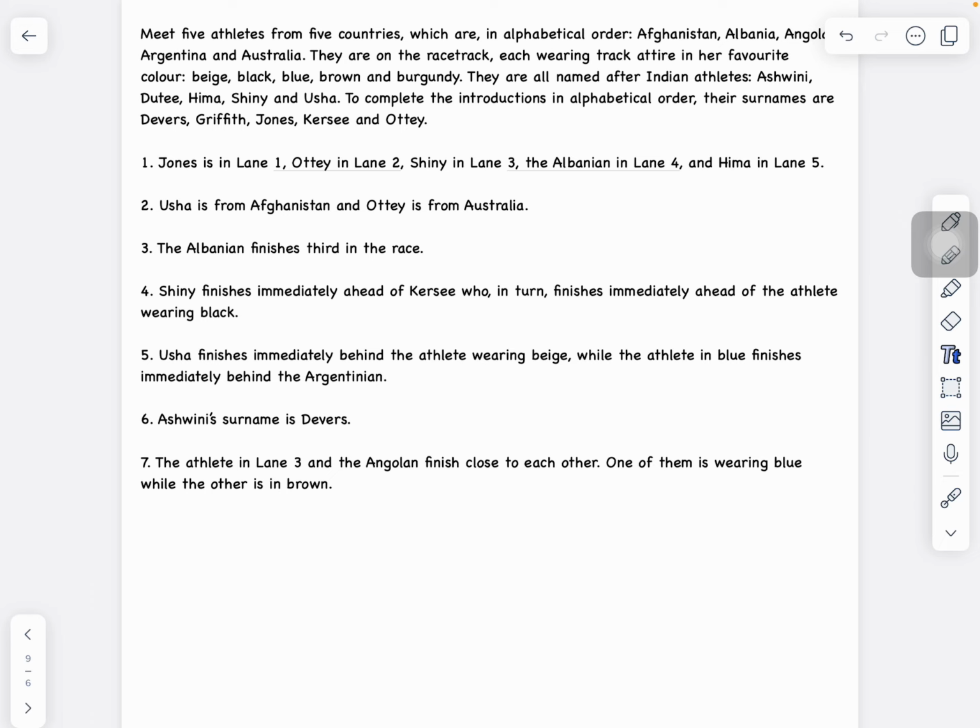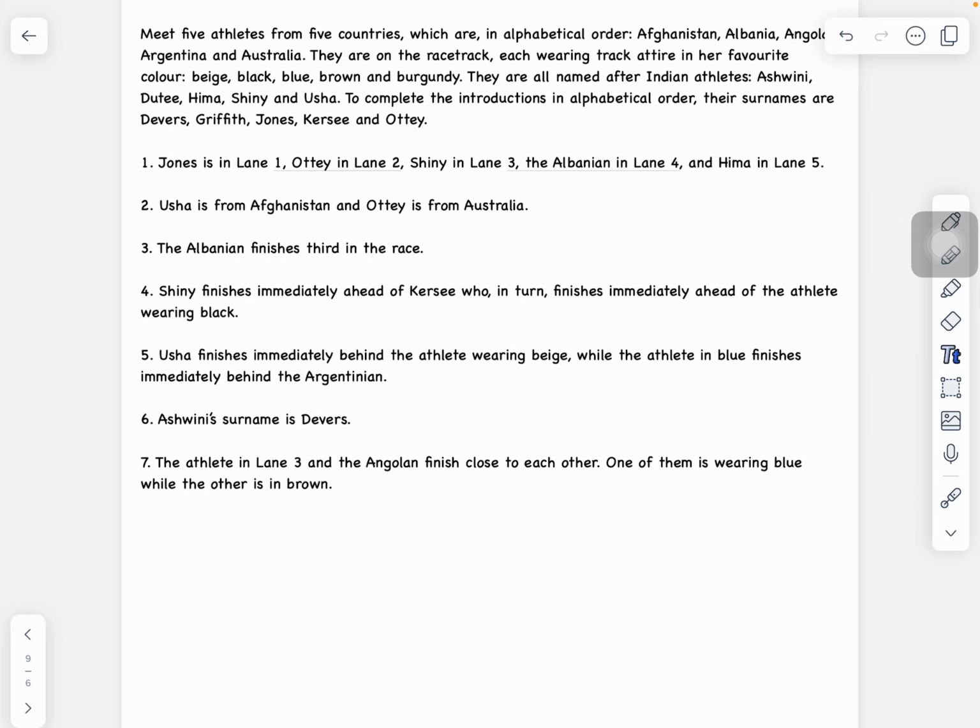They have five different first names: Ashwini, Duti, Hema, Shiny, Usha, and their second names are also five different surnames: Devers, Griffith, Jones, etc. So we need to match. So basically, it appears as though it's a four variable match the following set. Looks like country, color, first name, second name.